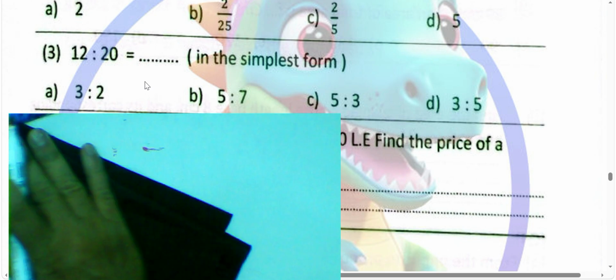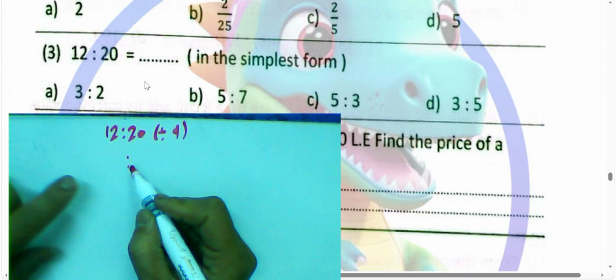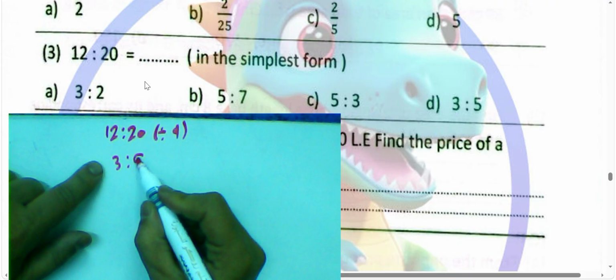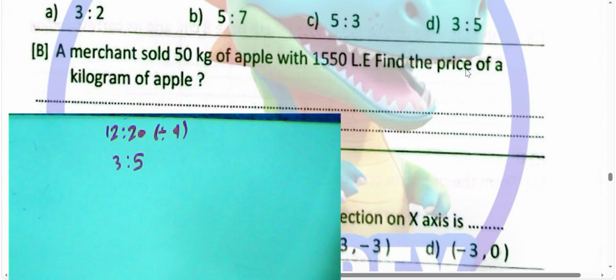12 divided by 20. You can simplify here by dividing by 4. 12 divided by 4 equals 3 and 20 divided by 4 equals 5. And the answer will be 3 to 5.